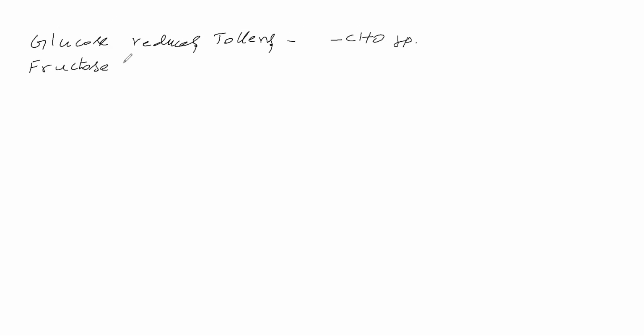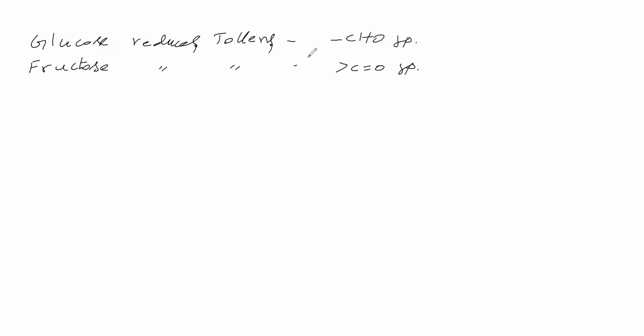Let us continue biomolecules. In this, we'll see glucose reduces Tollens reagent because it contains an aldehyde group. Fructose reduces Tollens reagent though it contains a keto group. Why is it so? That we'll see.